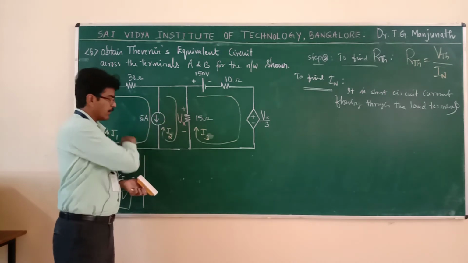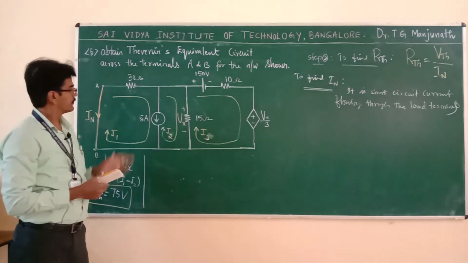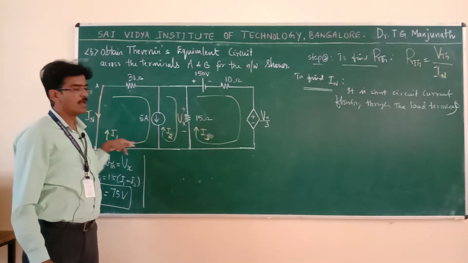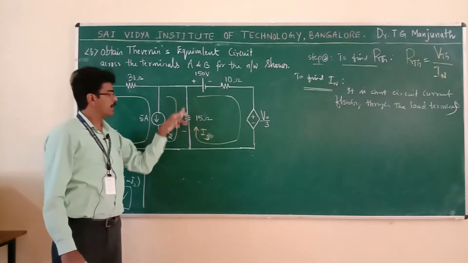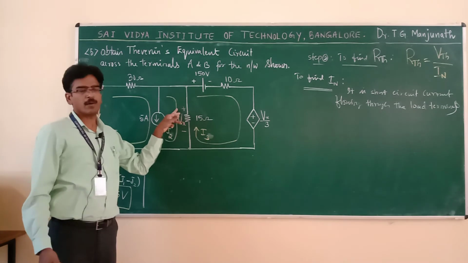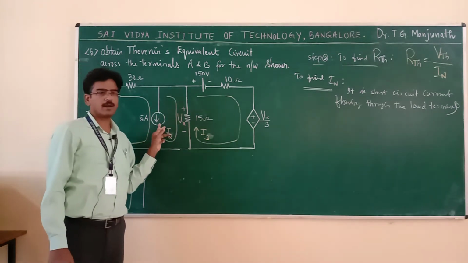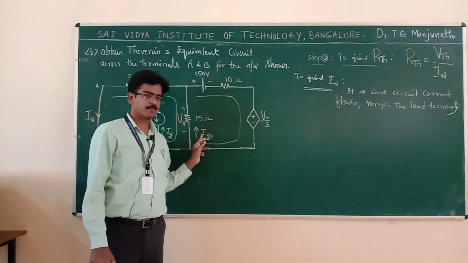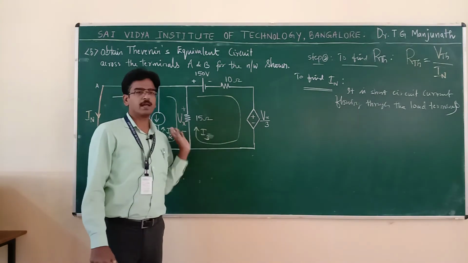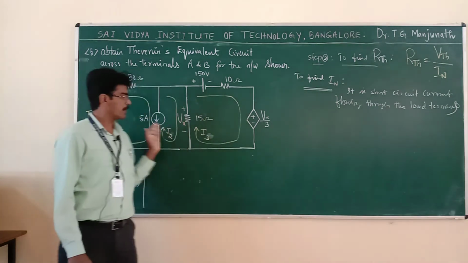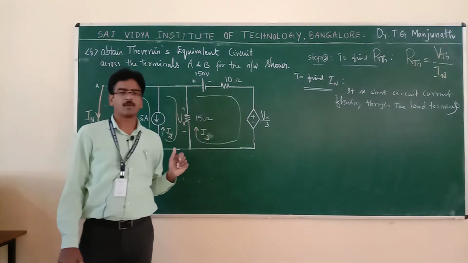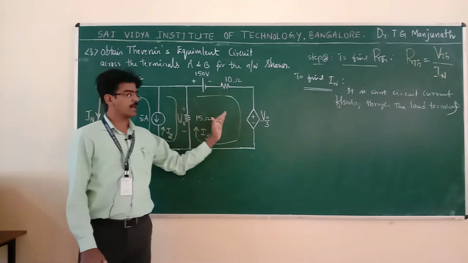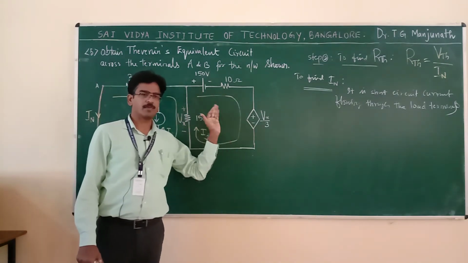Now, can you apply KVL to loop 1? No, because you have a current source. Can you apply KVL to second loop? No, because you have current source. Can you apply KVL to loop 3? Yes, because you don't have any current source. Now, in this network, you cannot apply KVL to loop 1 and 2. You can apply KVL only to loop 3.